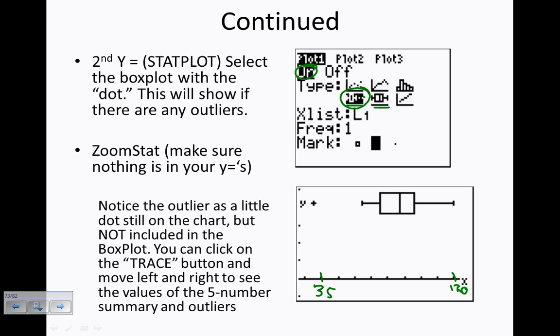So I can see that this outlier shows up as a little dot, but it's not included in the box plot. Hit the trace button on your calculator and move from left to right, and you can see all the values now of the 5-number summary if you include the outlier. So taking out the outlier, your min would no longer be the minimum because this was 35. So if I remove that, then the min is the next lowest value. Now, if you didn't want to show the outliers, then you would have selected that guy.